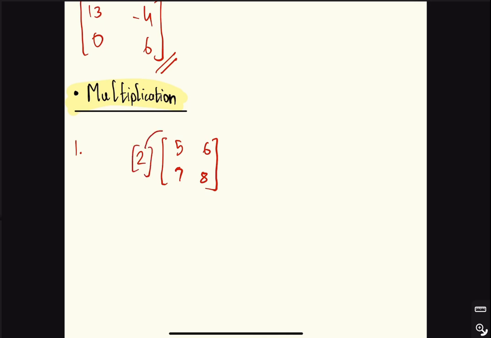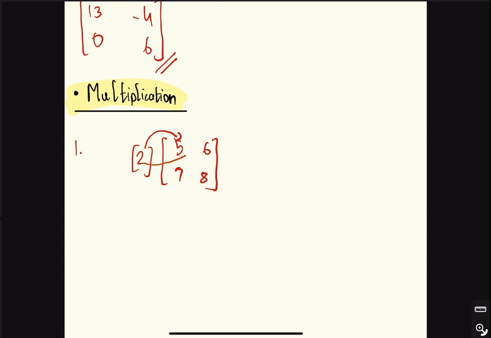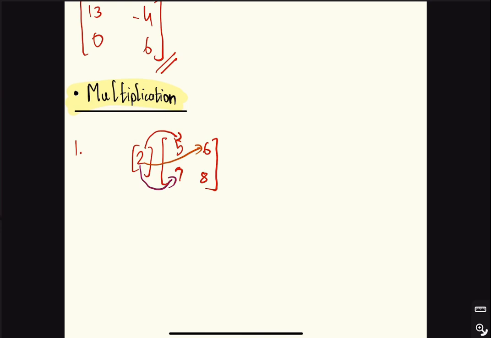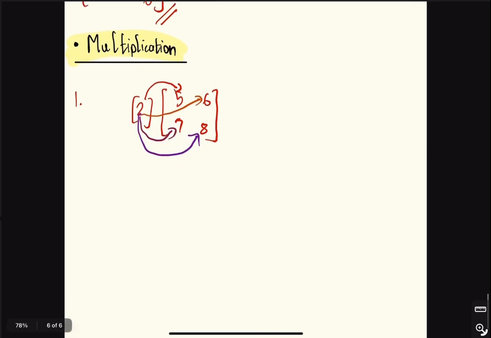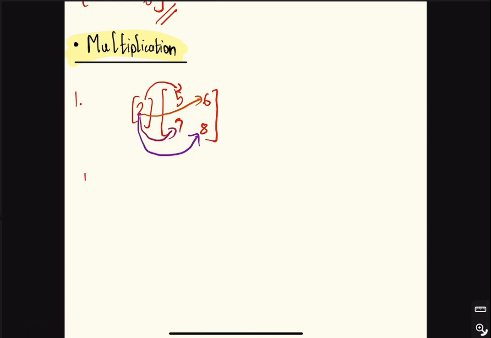Here first we'll multiply 2 with this, then with the second element, then with this, then with this. Okay, that means if we see this, let's solve it and get it. 2 5s are 10, 2 6s are 12, 2 7s are 14, 2 8s are 16. This is our required matrix.